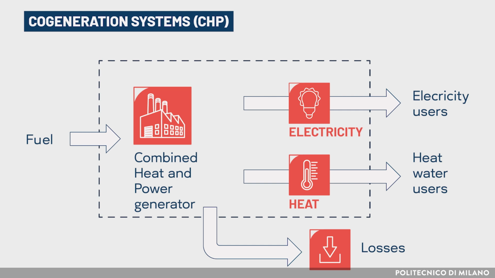Cogeneration systems are power generators made to exploit heat not converted into electricity to support heat demand of close users. They are fed by oil, natural gas, or biomass, and waste heat is dramatically reduced while a great part of it is exploited for a final use.